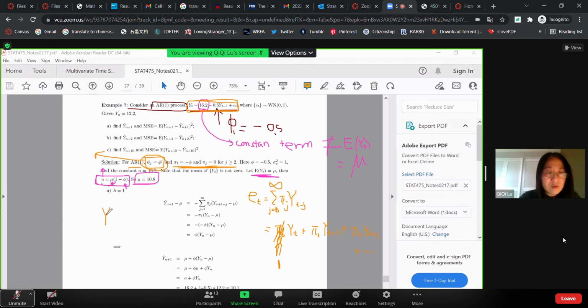Okay, so AR1 here. See the AR1 process here. So for AR1, don't worry about the constant or the mean function. This AR1 here is equivalent to YT minus the mean equals phi, which is negative 0.5, times YT minus 1 minus mu, plus ET. And now, what about ET here?